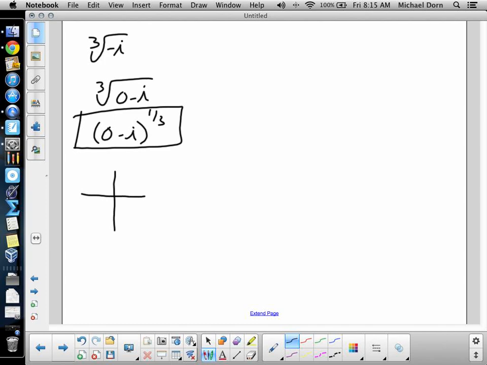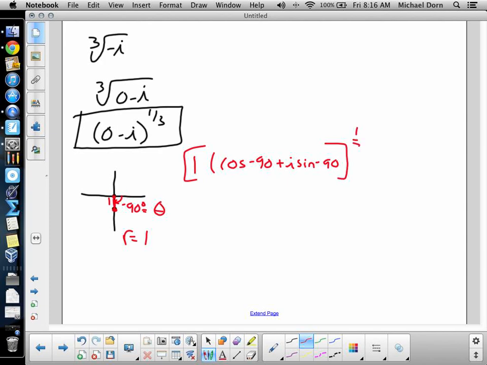0 minus i. Let's see now. Over 0, down 1 i. Oh my goodness, I don't even need to run a calculation here, because I can tell my angle is negative 90 degrees. And I can tell my radius must be 1, because that's 1 unit down. So, expressing this in polar coordinates, it's 1 times cosine negative 90 plus i sine negative 90, whole thing to the 1/3 power.